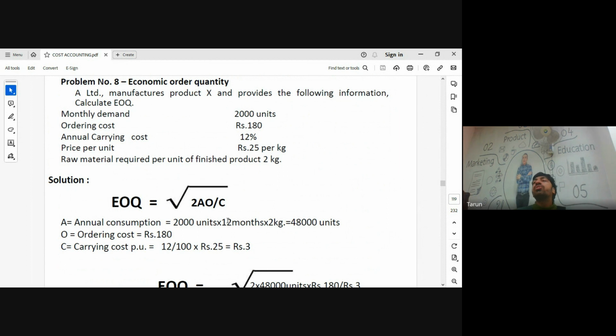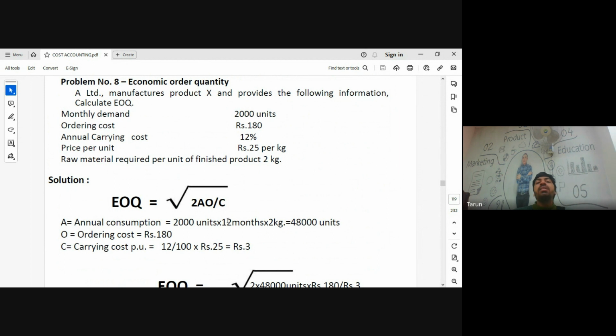So 2000 units into 12, you will get the annual consumption, that is 4800 units. But in the question here it's 2400 units. But now more information has been given in the question, so let's read first before you estimate the annual consumption. Monthly demand is 2000 units. We need annual consumption, so just check on.